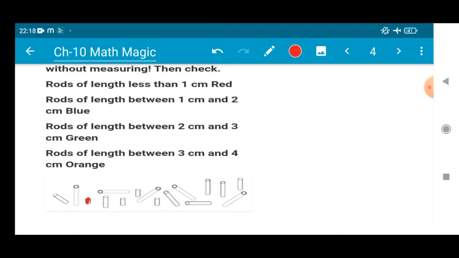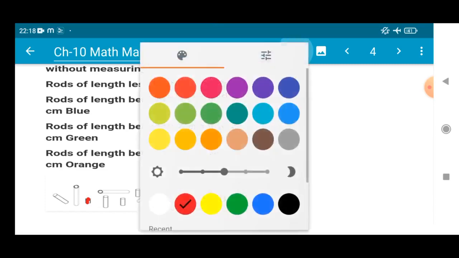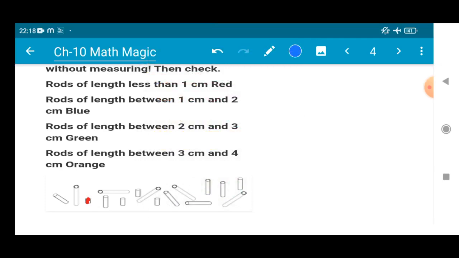Next, a rod of a length between 1 centimeter and 2 centimeter should be blue. Whichever other rod is between 1 and 2 centimeter should be colored with blue. I think this is in between 1 and 2 centimeter, so I will be coloring this as blue.